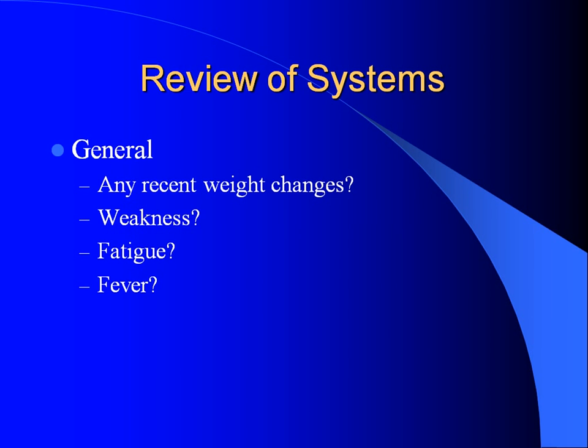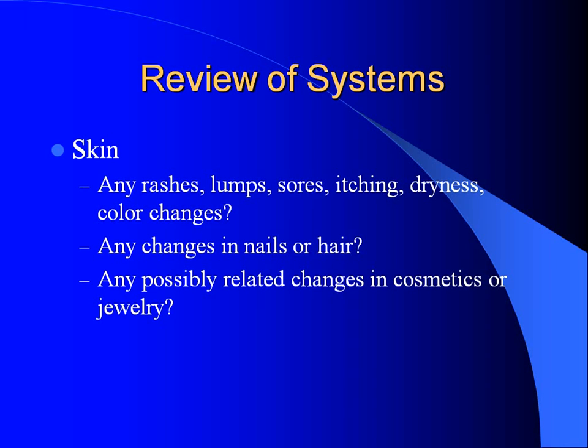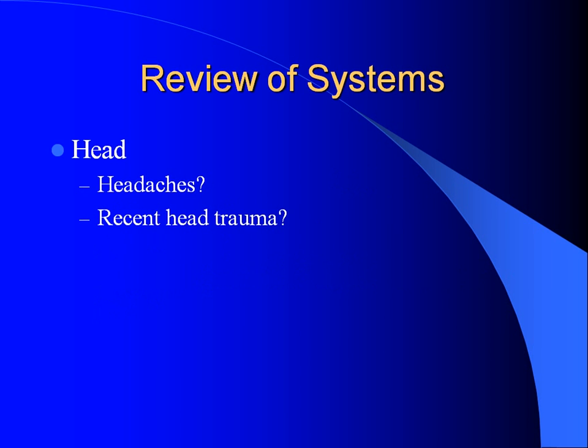Anyway, big thing here, general: obvious things like weight changes, weakness, fatigue, fever, general malaise, aches, pains, those broad things. Skin: you're looking for rashes, soreness, changes in hair, nails, possible relation to cosmetics, jewelry. A change of soap, deodorant, or laundry detergent can actually do it. But again, this is a lot of stuff you're already looking at anyway. All of a sudden it's like, yeah, I keep getting these lesions here. Okay, that's new.